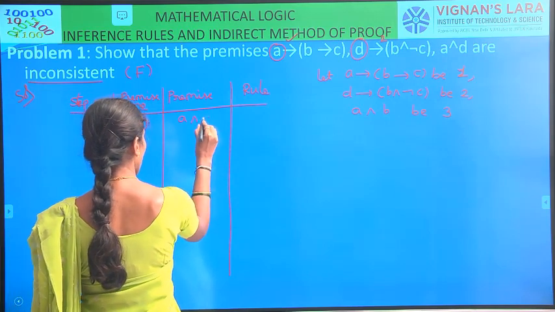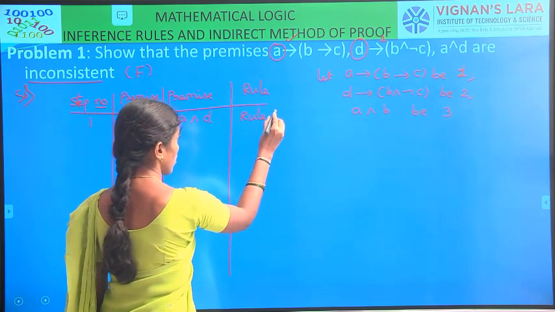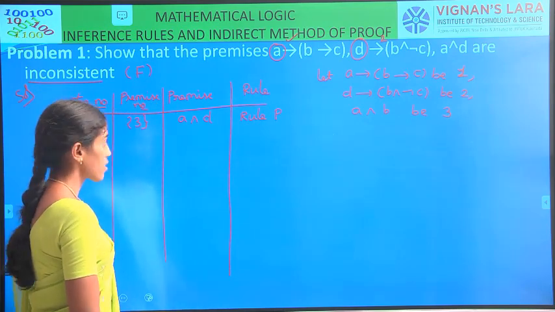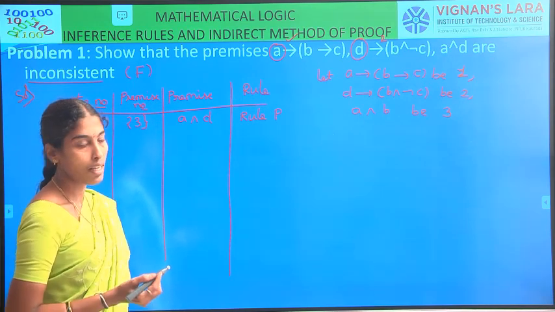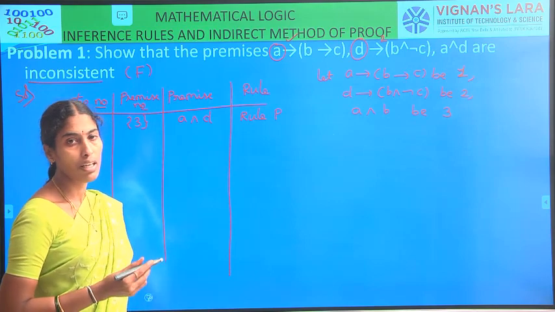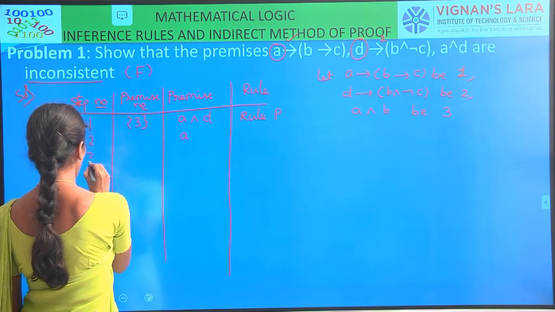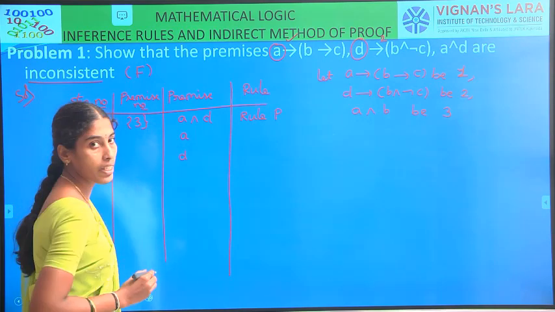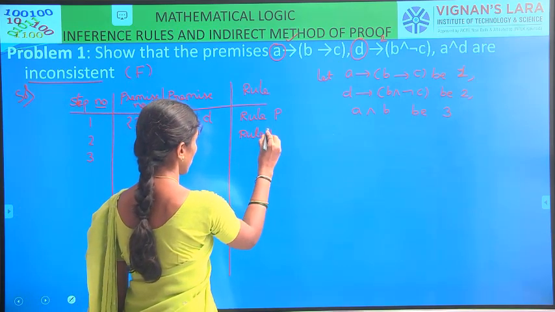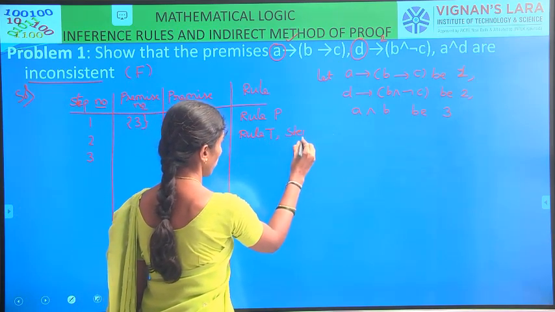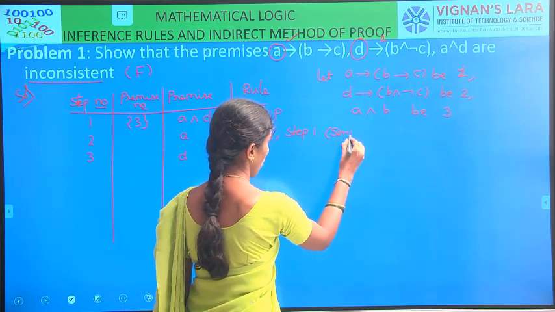So using the third premise, given premise as it is, which is rule P. Next, because the conjunction A and D is there, we can write A as well as D, which is a simplification formula. Because we are deriving from step 1, it is rule T. Step 1 and simplification formula.